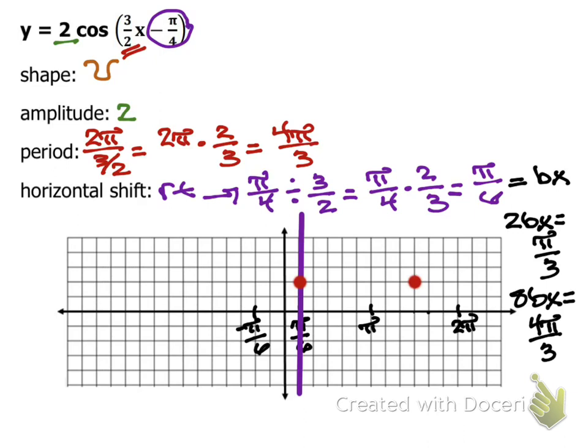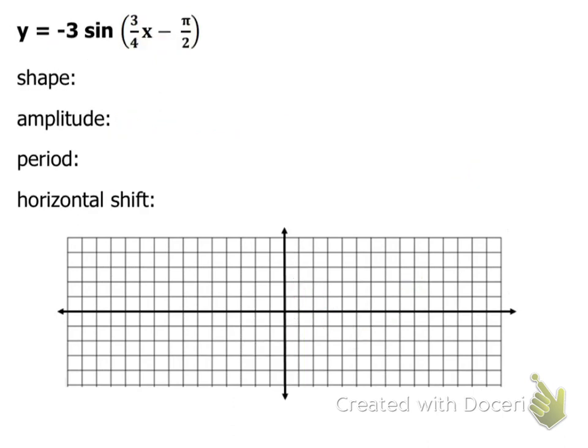And then halfway between those is a minimum, down 2. And halfway between those are zeros. 2 more. The shape, this is sine, so maximum to minimum, but we have a negative, which means we have to flip it. So it is minimum to maximum.